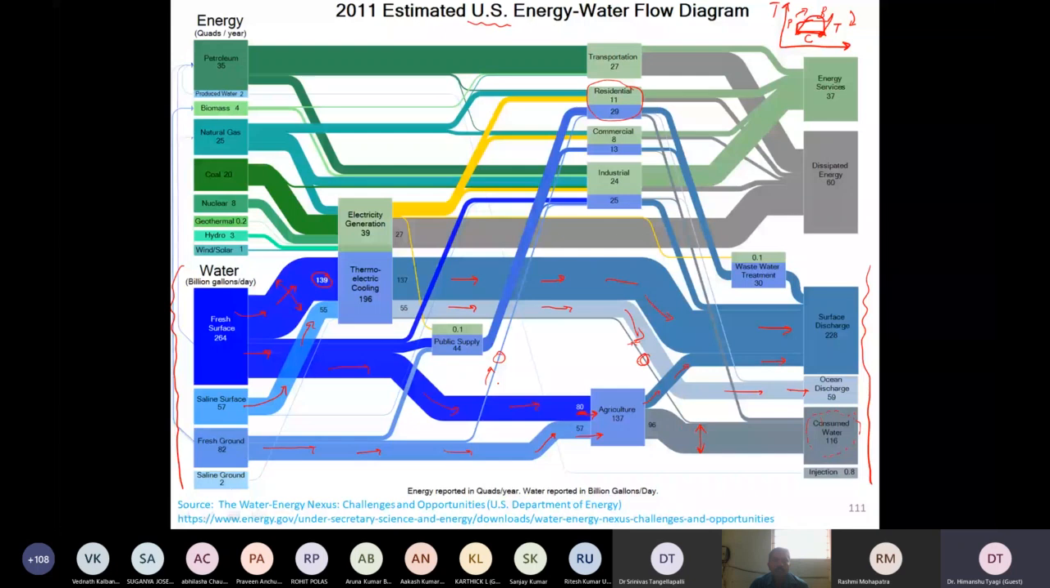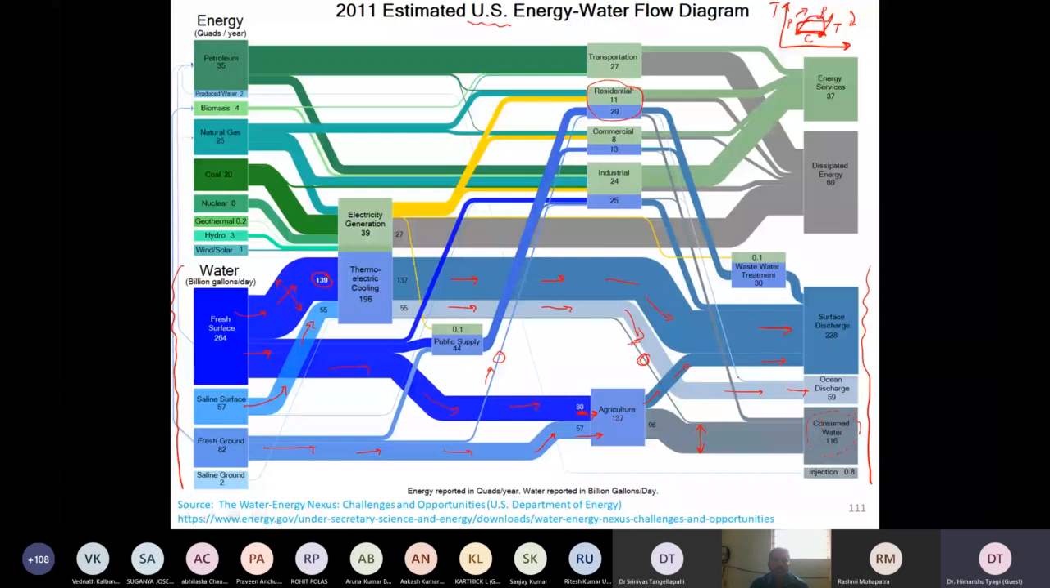So compare that with the thickness of the thermoelectric cooling and compare that with the thickness of agriculture. This is for the whole country, by the way. It's not just for one city. The whole country, this thickness is maybe 10 times or 20 times less than that. But this is what we are dependent on in all our homes, even in the institute, near the classroom, we are all dependent on water. So that is the residential supply.